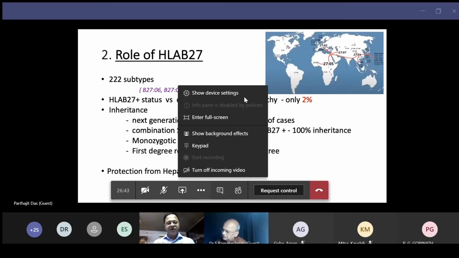There's also a bit of doubt about HLA-B27. There are almost 222 subtypes, and not all the subtypes are pathogenic.